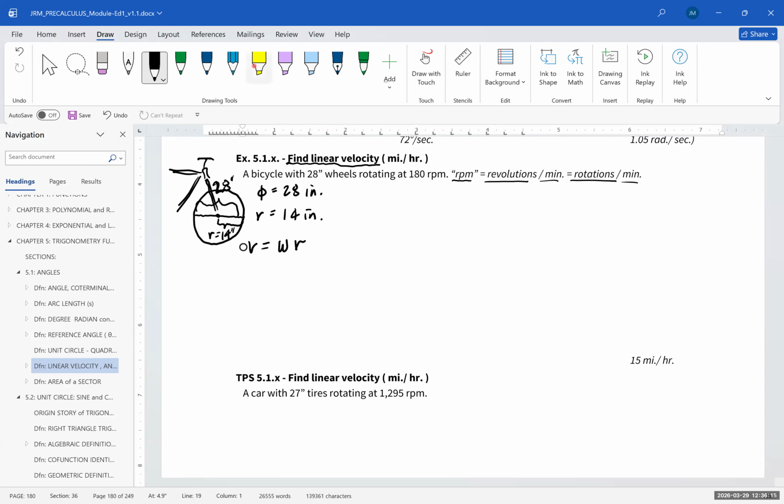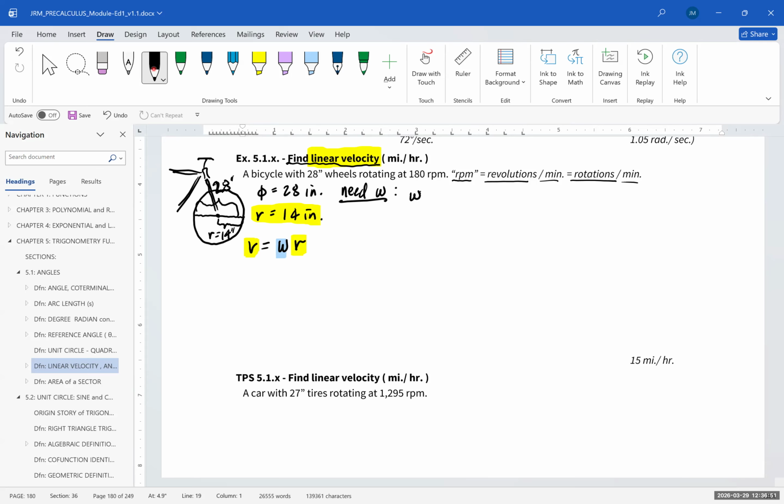Well, we know what this is now, but we don't have the angular velocity. This is unknown. So we cannot calculate what we're trying to find, linear velocity, until we get that angular velocity. So what we need is angular velocity.